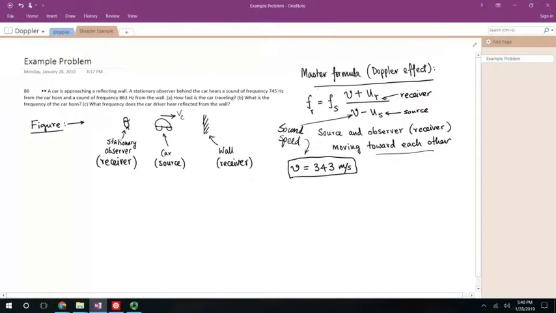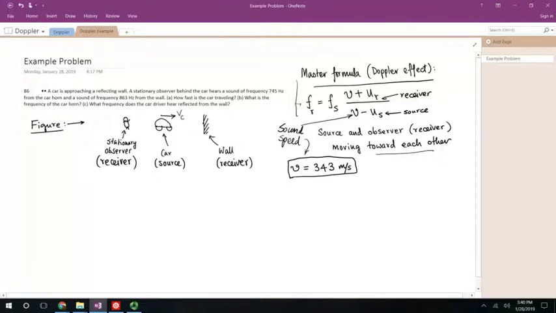But in any case, we will always use the master formula for Doppler effect, which I have written over here. The master formula is that Fr, the received frequency, is equal to Fs, the source frequency, multiplied by V plus UR, where R is the receiver. So V plus UR means the speed of sound plus the speed of the receiver, divided by V minus US, where US is the source speed. Just remember that this formula is applicable with the appropriate signs when the source and observer, which is the receiver, are moving toward each other.